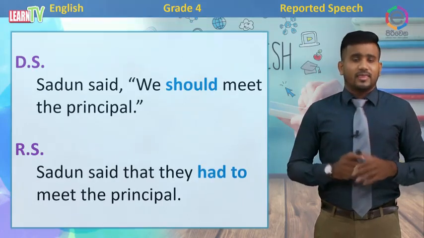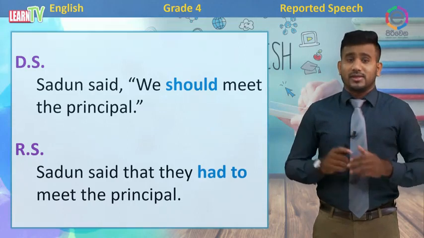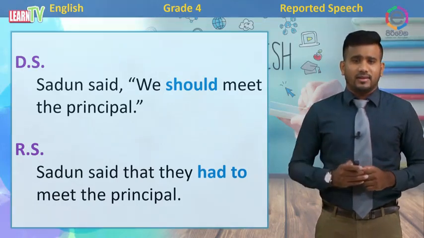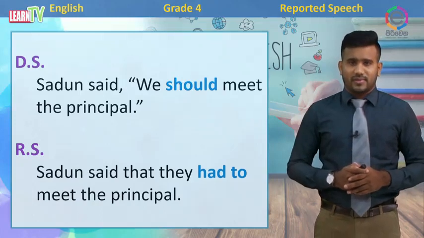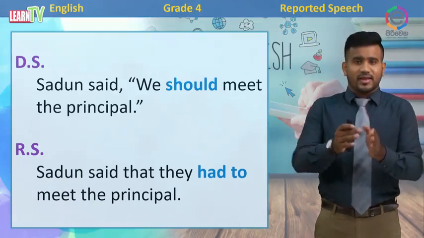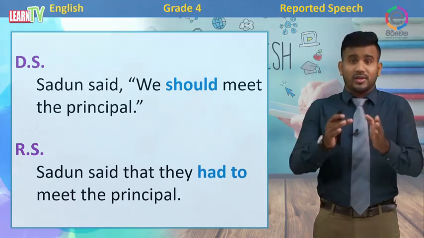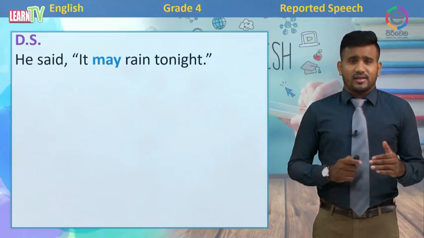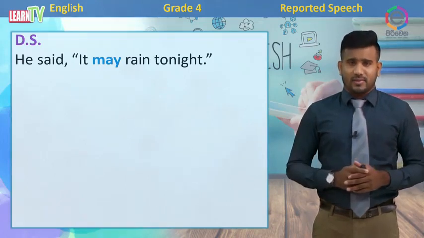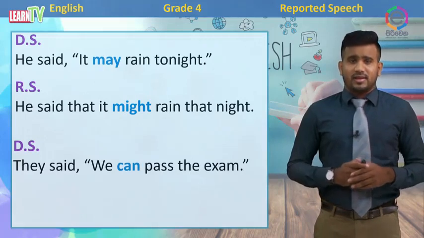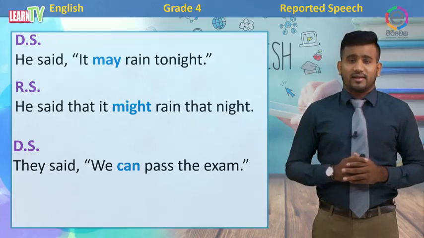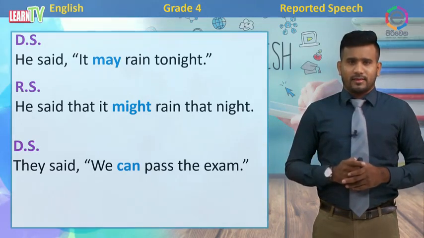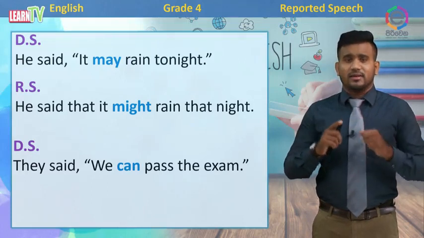Direct speech: Dasun said, "We should meet the principal." In reported speech, Dasun said that they had to meet the principal. Now you can see the word "should" has been changed to "had to." Direct speech: He said, "It may rain tonight." In reported speech, he said that it might rain that night. May, might. The word "may" has been changed to "might."